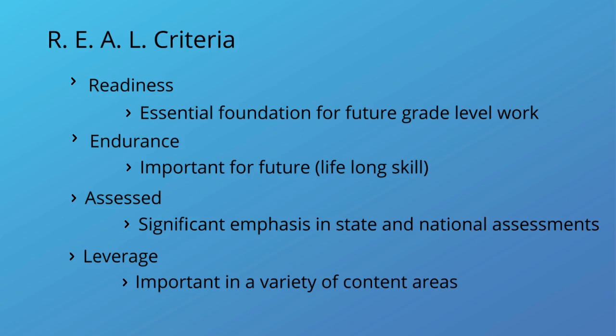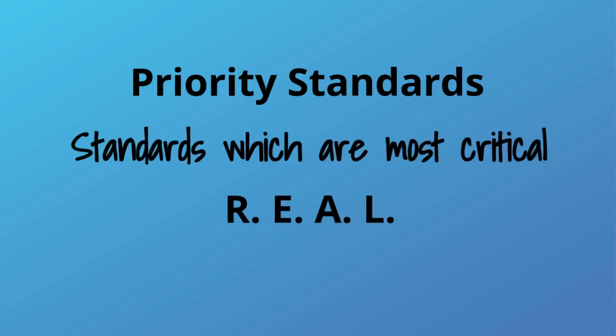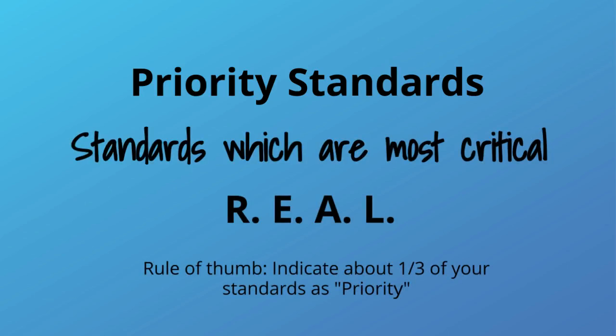So here's the tricky part. Not every standard can be a priority standard. While you may be able to see the applicability of each label on just about every standard, prioritizing standards asks you to make some decisions about which are most critical. A great rule of thumb to consider is that about 1/3 of your standards are priorities.